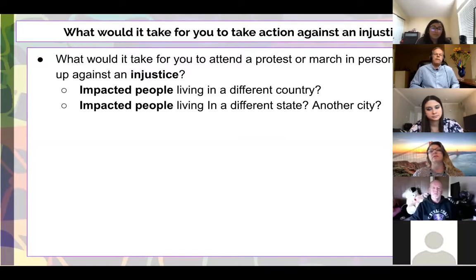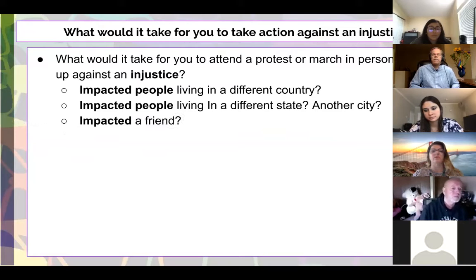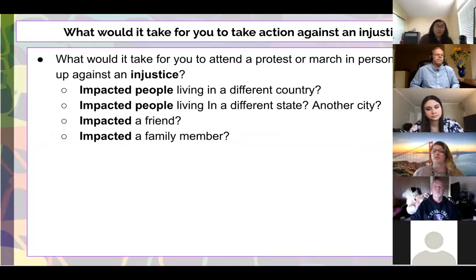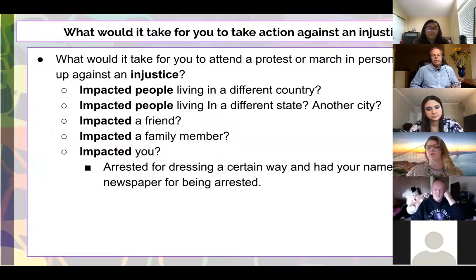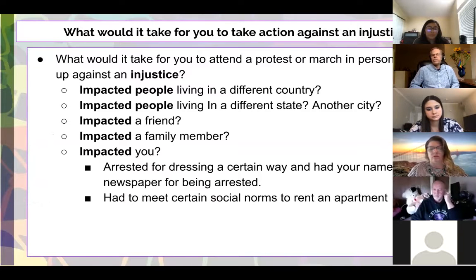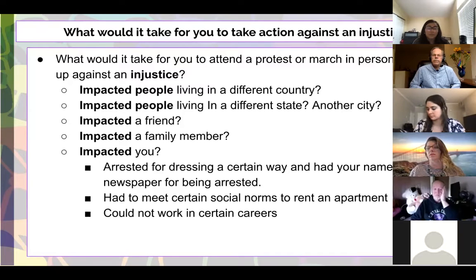Would you stand up if there were impacted people living in a different country, or in a different state, if it impacted a friend, or a family member? If it impacted you, would you stand up then? What about if you were arrested for dressing a certain way and your name ended up in the newspaper, would you stand up then? What if you had to meet certain social norms in order to rent an apartment, certain requirements? Would you stand up then?